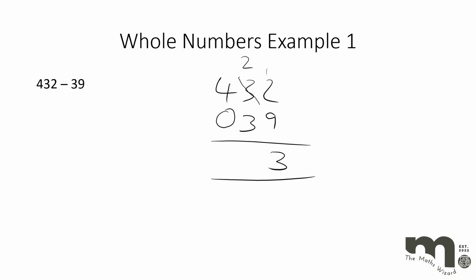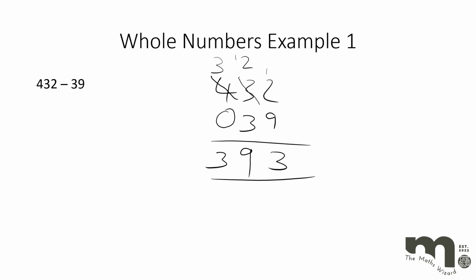Now the problem here is we've then got 2 take away 3. So now we borrow from here. That 4 then becomes a 3, and we move that 1 to here, and we do 12 take away 3, which will give us 9. And then this makes our last column, the hundreds column, a little bit more straightforward. We're doing 3 take away 0, and that will give us 3.